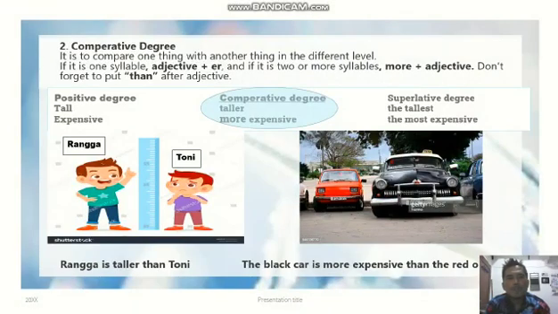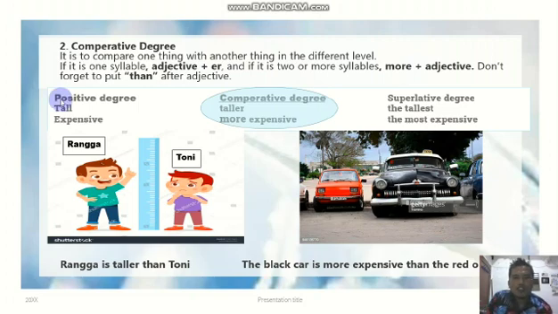The second one is comparative degree. It is to compare one thing with another thing at a different level. If it is one syllable, adjective plus er. So if it is one syllable, we have to put er after the adjective. And if it is two or more syllables, then we have to put more before the adjective. Don't forget to put than after the adjective. This is only for comparative degree, and we don't use this for superlative degree and we don't use this for positive degree.